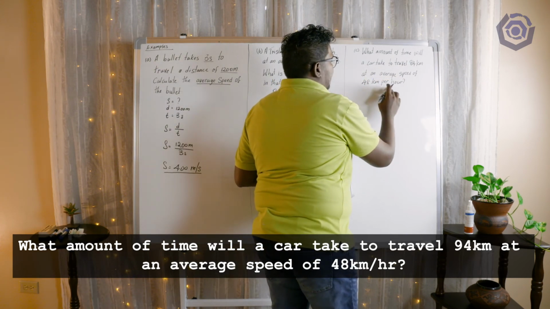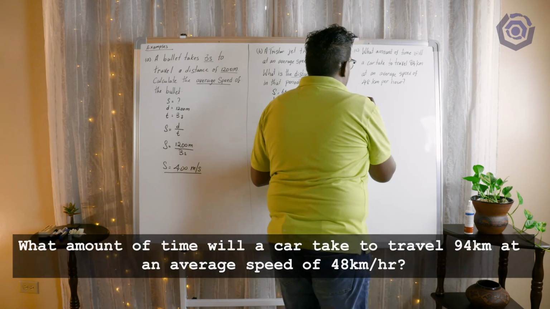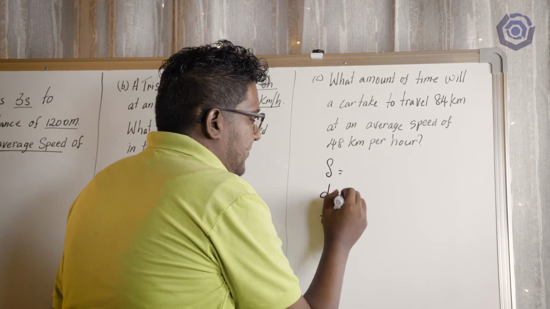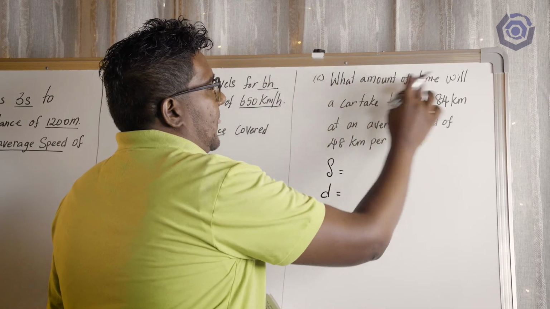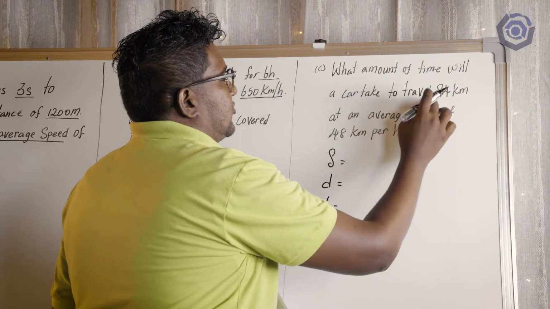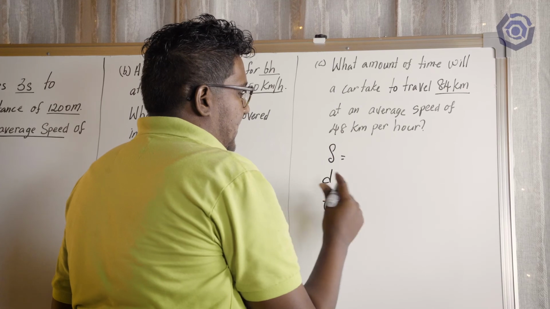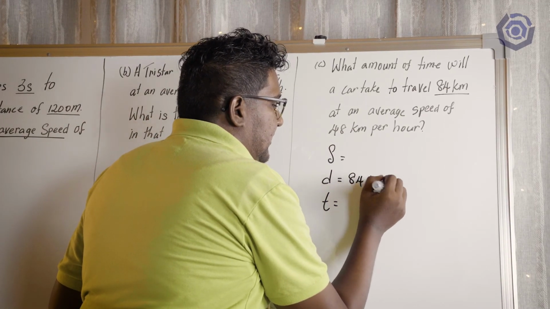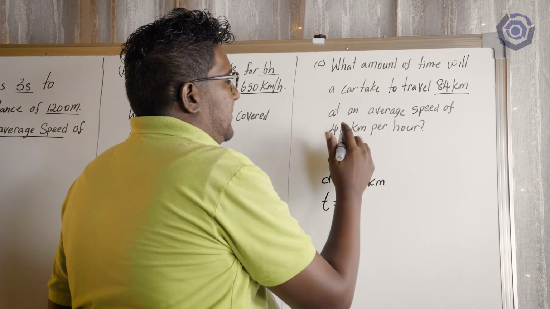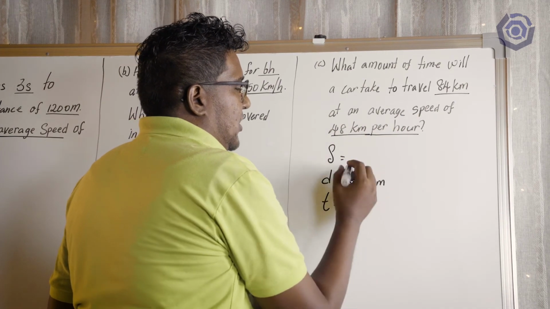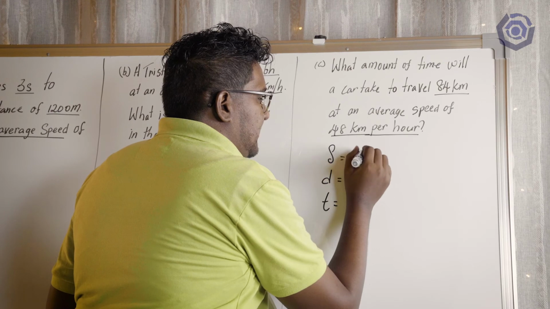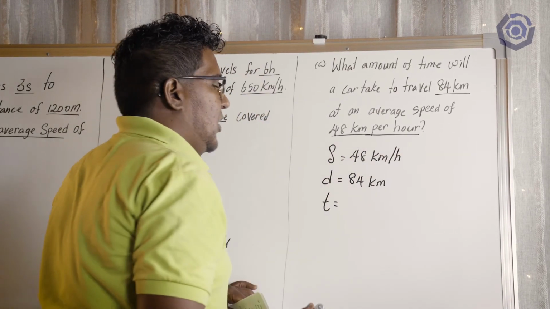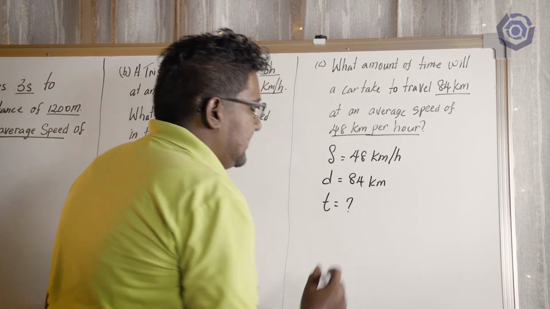And our third example: what amount of time will a car take to travel 84 kilometers at an average speed of 48 km per hour? Again, our three parts: speed, distance, and time. What is given? What amount of time will a car take to travel 84 km? 84 km becomes our distance, at an average speed of 48 kilometers per hour. So our average speed is 48 kilometers per hour. They want us to find time.